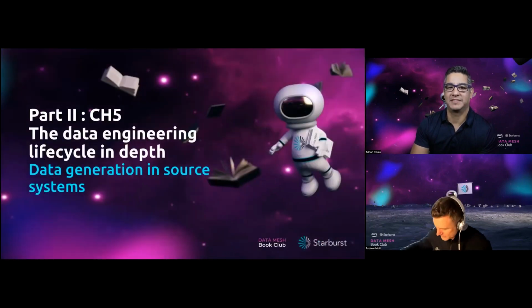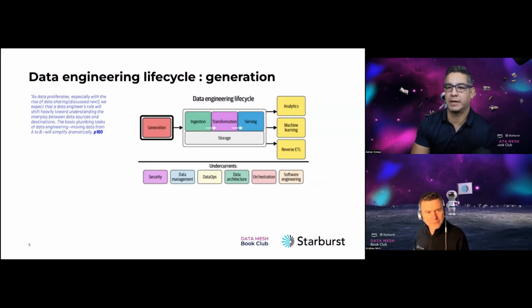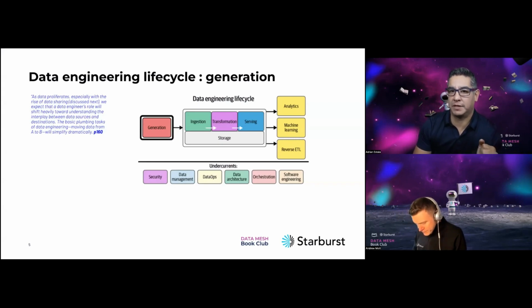Chapter 5. We start with the generation. Just to remind everybody, we'll start every chapter with this image. I think it's a good image to keep coming back to. This is the far left of the data engineering lifecycle, thinking about those source systems.